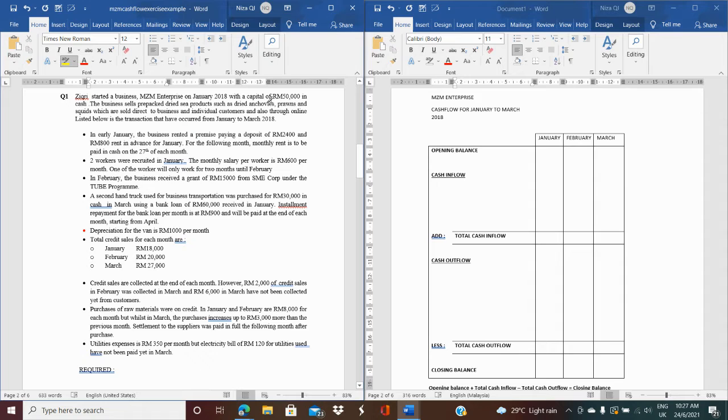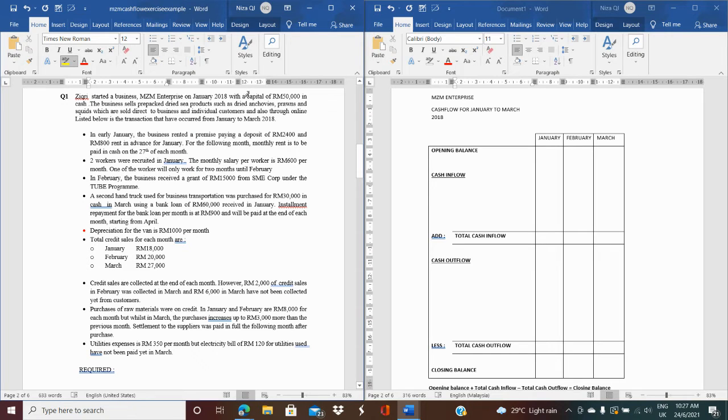So what does this mean? He started a business and he's bringing in cash. When we talk about cash flow, we are only going to look at transactions that involve the movement of cash into and out of the business. So a capital of 50,000 in cash brought in by the owner is an inflow.